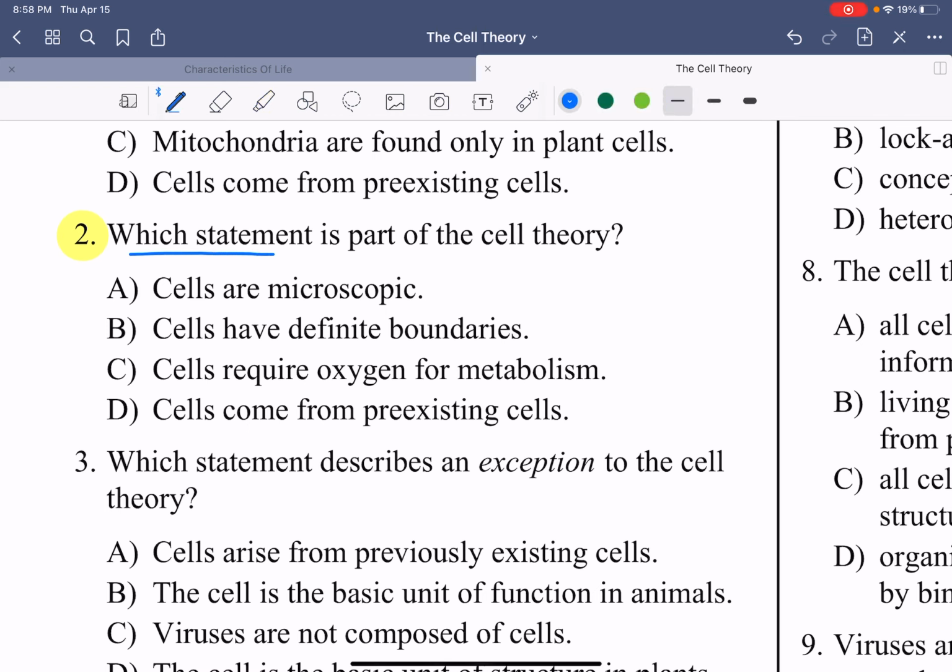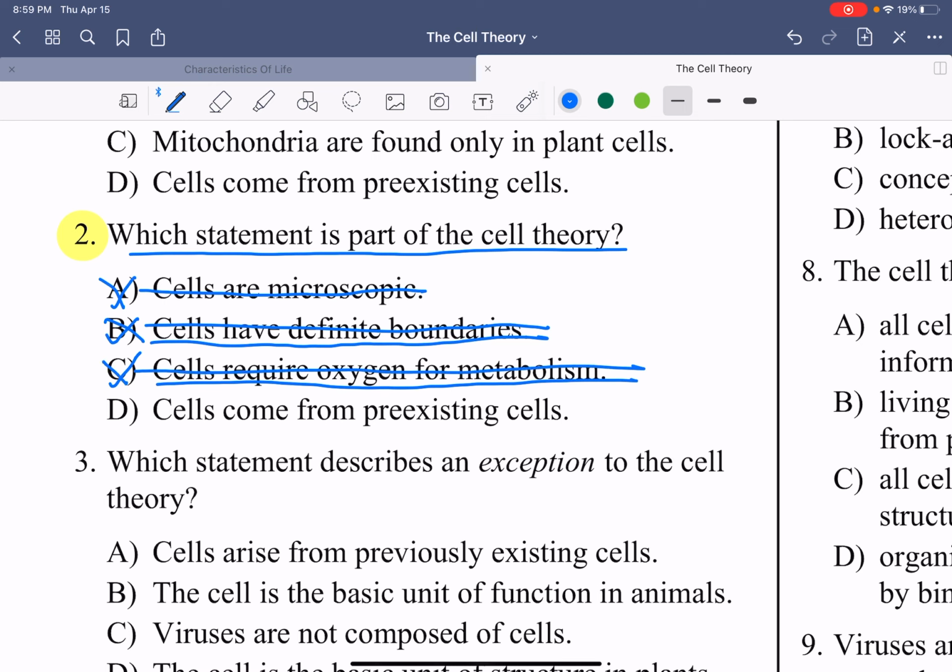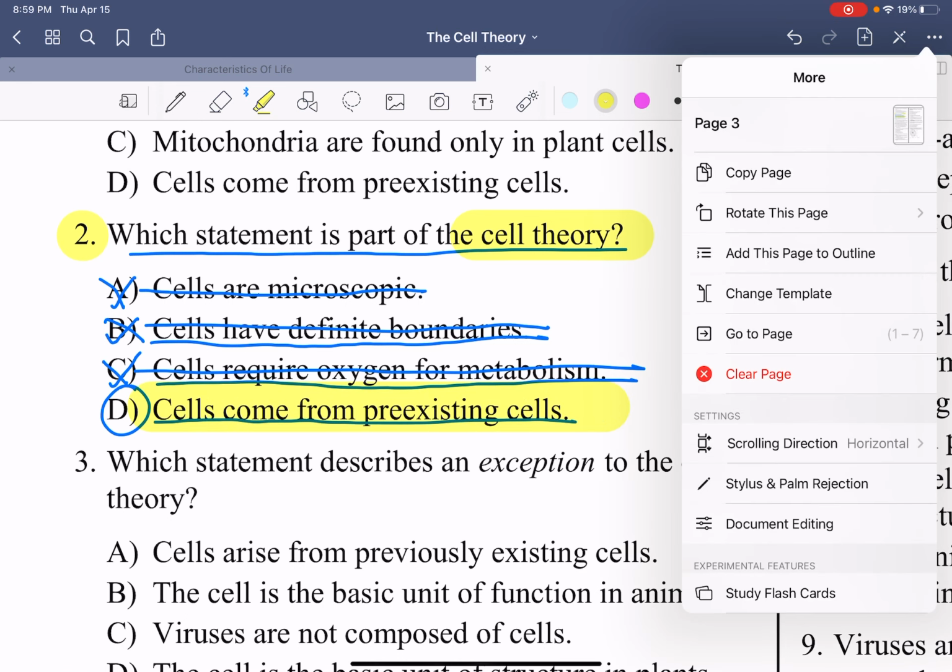Okay, next, we are now doing number 2. Which statement is part of the cell theory? Okay, no problem. Cells are microscopic. That is not part of the cell theory. Cells have definite boundaries. This is not part of the cell theory. Cells require oxygen for metabolism. That's true, but that's not part of the cell theory. We have to remember that that's what it's asking for. Cells come from pre-existing cells. Again, that is the answer. So 2 is D.